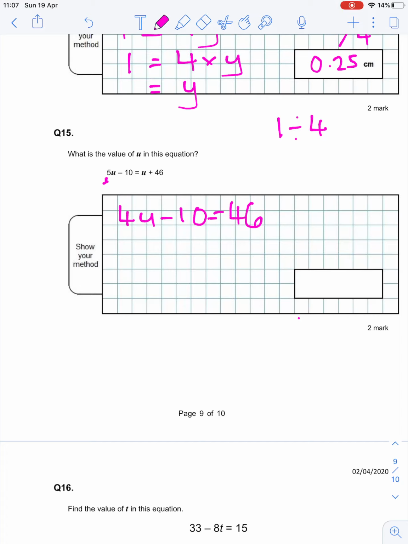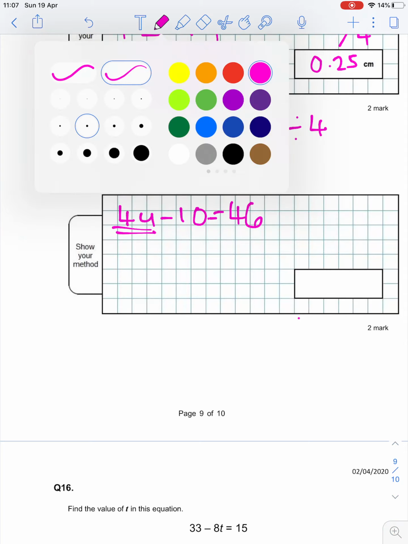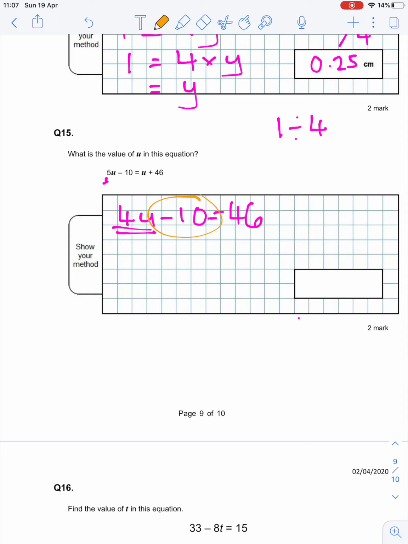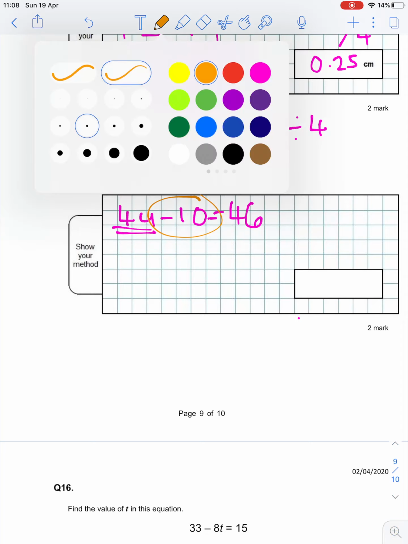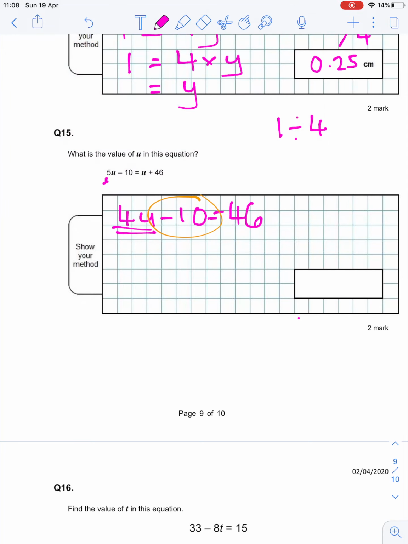Okay, and then I just want just the u's. So I just want this on its own. So I need to get rid of this. So I'm going to add that. I'm going to add it on this time. It's take away 10. So if I want to get rid of that number off there, I need to add a 10 on, don't I? Okay, so 4u equals, and then I add 10 on this side as well, 56.